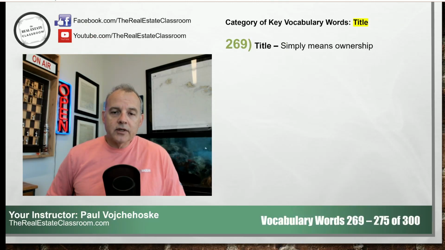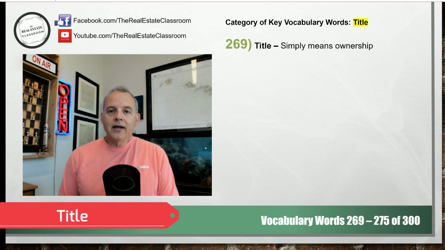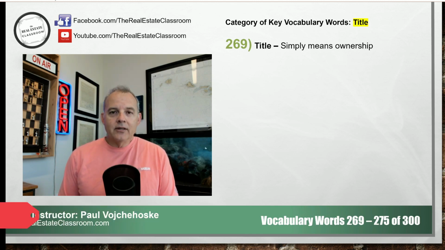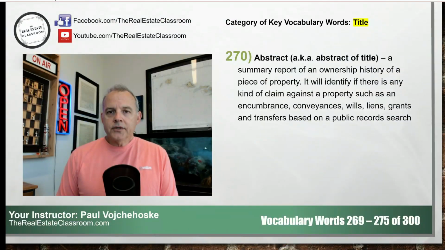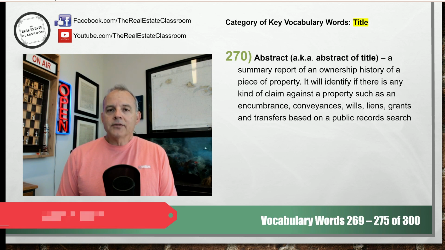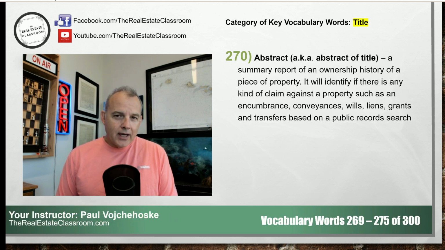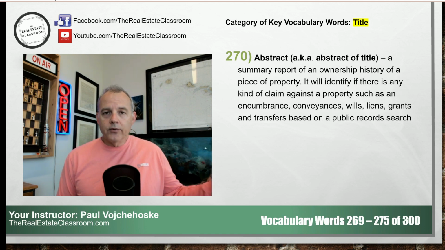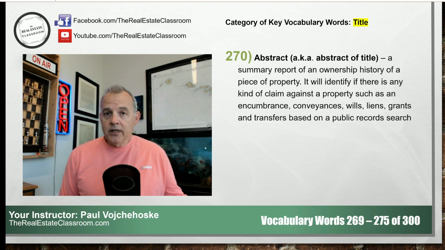So let's start with 269. What is title? Title is a simple word in real estate that means ownership. Number 270, we're going to talk about abstracting. Abstract is sometimes referred to as an abstract of title. It's a summary report, or what I like to call a history report, of the ownership of that particular piece of property. And that ownership is researched all the way back to when the original land patent was granted, sometimes in the 1700s, depending on the state that you're in.